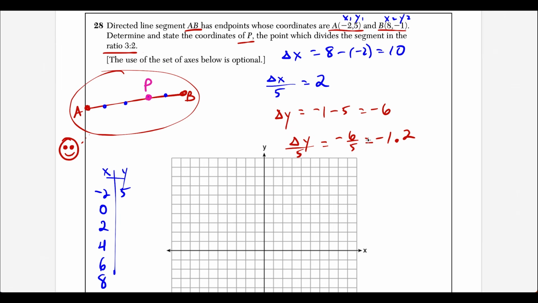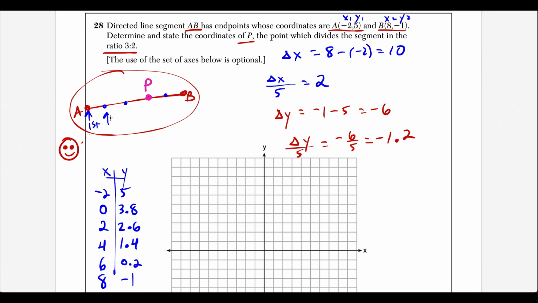And then the y column, I'm going to subtract 1.2 each time. So I do 5 minus 1.2, and that's going to give me 3.8. If I subtract another 1.2, that gives me 2.6. If I do it again, that's going to give me 1.4. I do it again, that's going to give me 0.2. And I do it one more time, and notice this throws me exactly to 8, negative 1, which is where I need to be. But remember, this is like the first point.